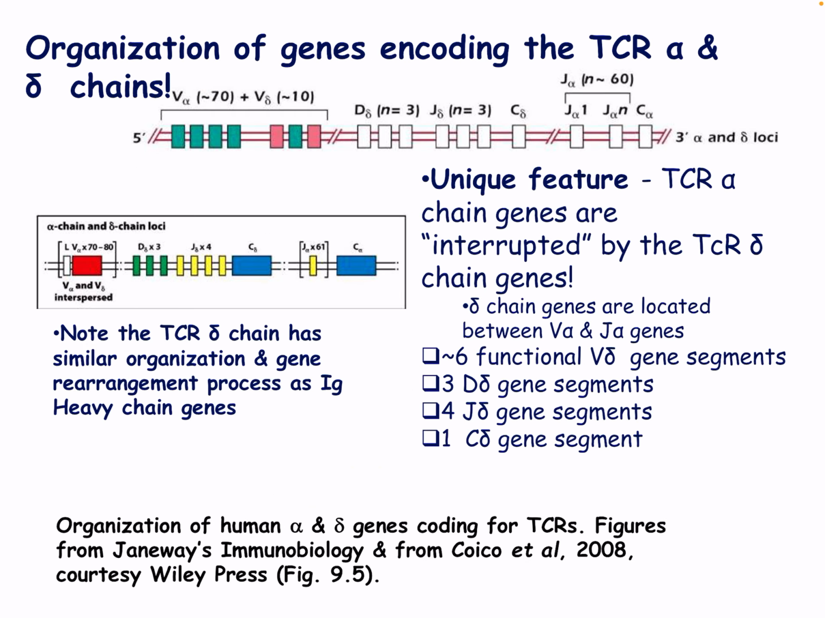Now we're looking at the alpha and delta chains. A unique feature is that the T-cell alpha chain genes are interrupted by the T-cell gamma or delta chain genes. So the delta chain genes are located between the variable alpha and J alpha genes. There are approximately 6 functional delta gene segments: 3 D, 3 J, 4 J, and 1 delta constant. So we can see here, here's our V, an alpha chain, as we can see here.